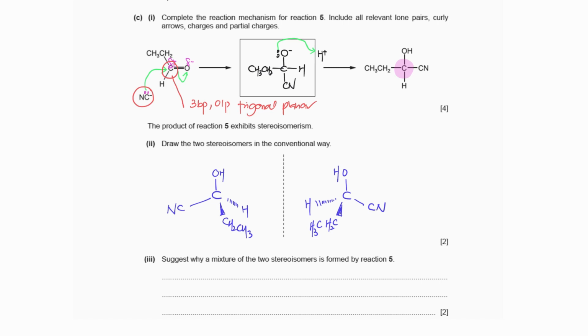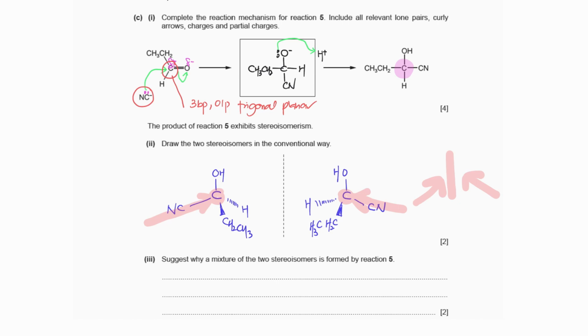So since the C double bond O is planar, it means it is flat. Therefore the CN minus could have an equal chance to attach from both sides of the planar C double bond O. Let's see here. For example, we will have a planar carbon, and the CN minus, which is a nucleophile, could attach from the left hand side, or it could also attach from the right hand side. If it comes from the left hand side, it will form this as a product. If it attaches from the right hand side, we could get this as a product. So this is the reason why we will get a mixture of both of them.